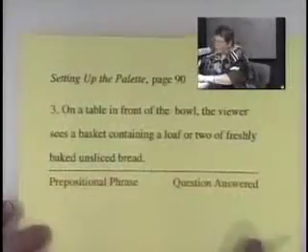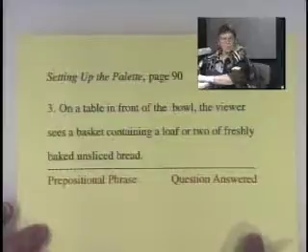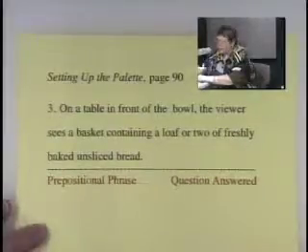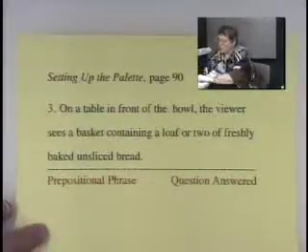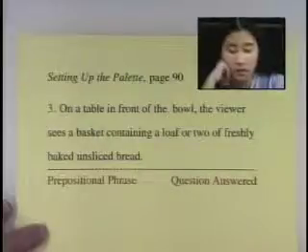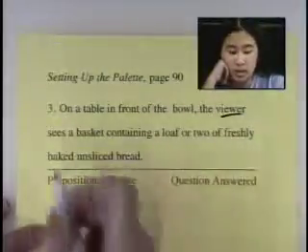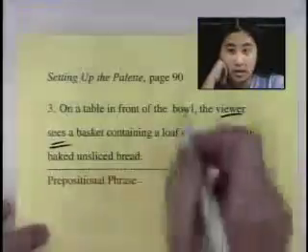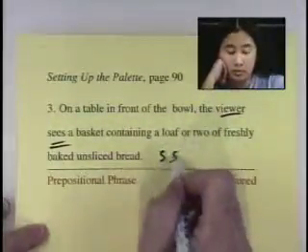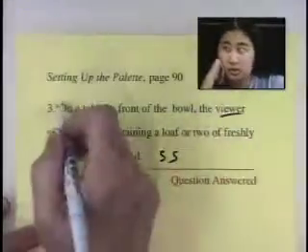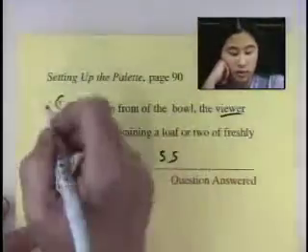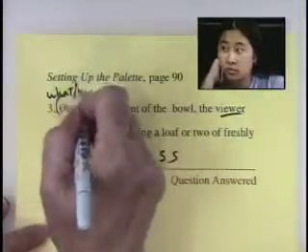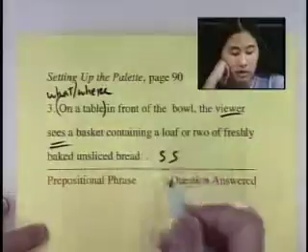All right, Janice, this one has your name on it. On a table in front of the bowl, the viewer sees a basket containing a loaf or two of freshly baked unsliced bread. Where's your subject? Viewer. How about your verb? Sees. Kind of clause? Main clause. Kind of sentence? Simple. And what about a prep phrase? On a table, and that answers what and where, what or where, and then in front of the bowl, too much.